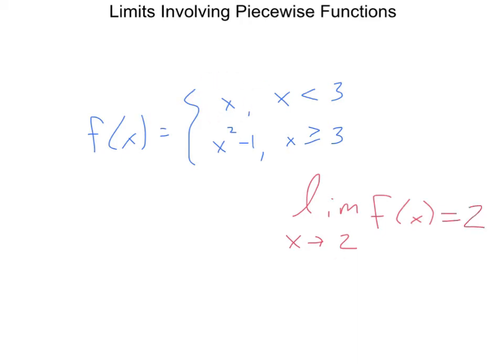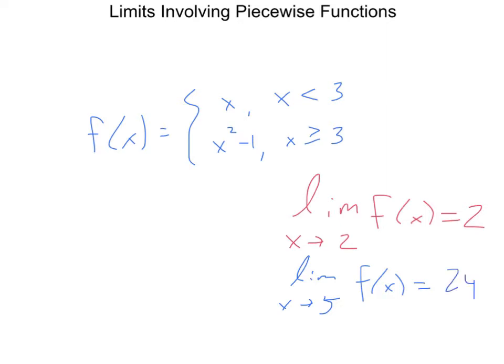and I would find out that this limit is 2. Similarly, if I asked you what's the limit as x approaches 5 of f of x, well, as x gets closer and closer to 5, I don't care what happens when I'm less than 3. I'm squarely in this territory. So I can just take 5 and evaluate this expression with it, and I'd end up with 25 minus 1, so I'd end up with 24.